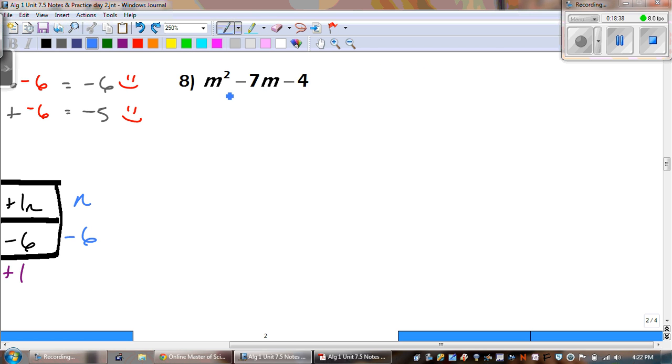So is there a GCF that we can take out of all three of them? Nope, so there's no GCF. So let's go ahead. We're looking for numbers that multiply to get to 4. So 1 and 4, 2 and 2. So out of those, which ones multiply to get to a negative 4, but add up to get to negative 7?